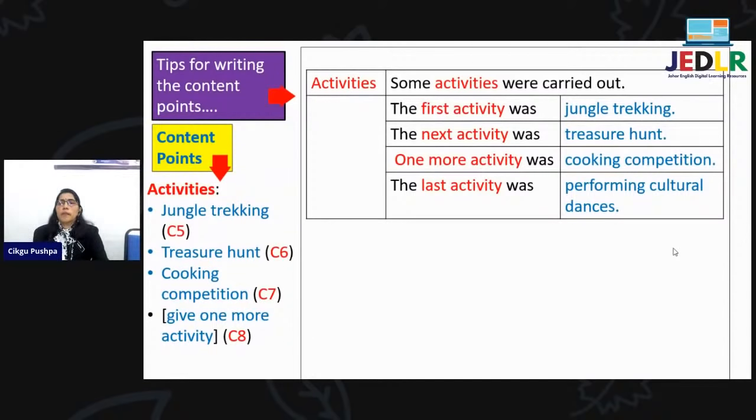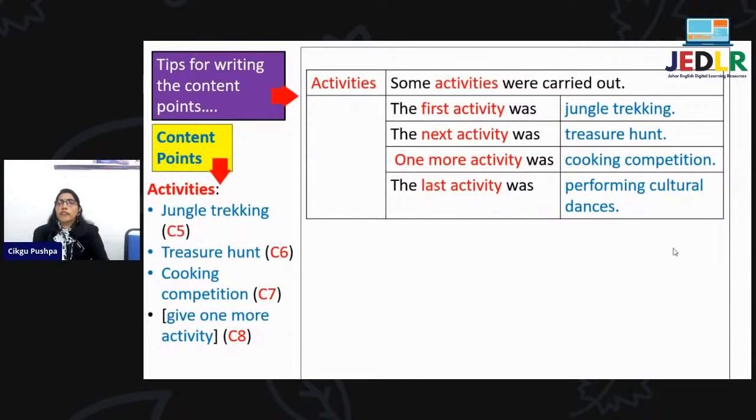Sounds like some activities were carried out. And then you can see some examples of language frames. The first activity was. The next activity was. One more activity was, or the last activity was. So these are what we call the language frames, and you can use this in order to write the content points and to make it as a meaningful sentence, right?